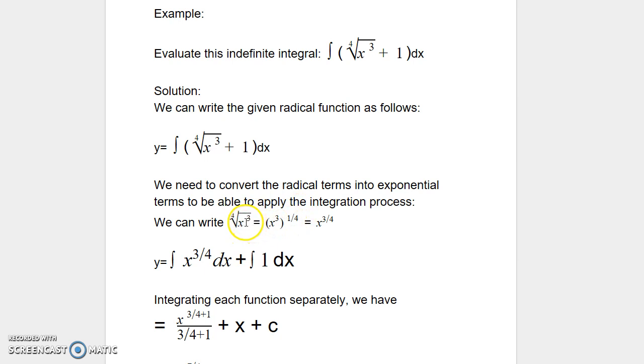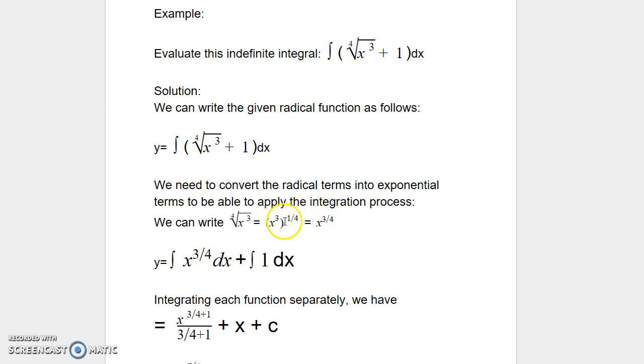So what we are going to do here is take x cubed, which is the term inside the radical, and whenever we have a radical term, we can convert it into an exponential term by raising the inside term to the power of 1 over 4. If it is 4 here, it is 1 over 4. So now we can simplify this some more.